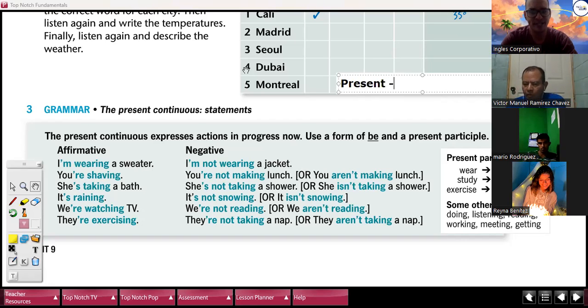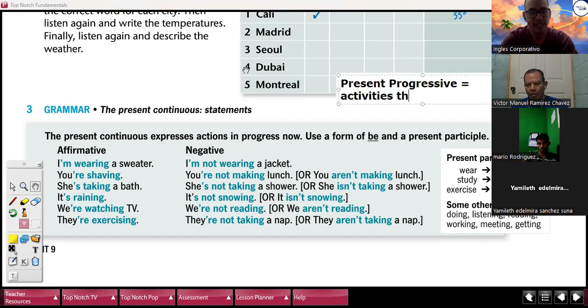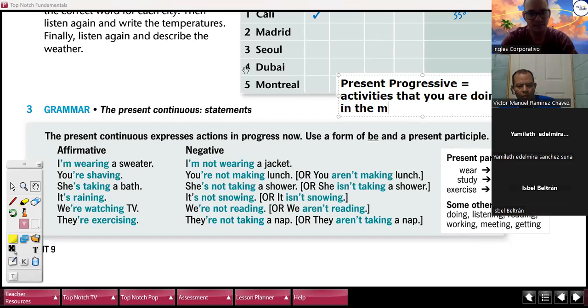Present progressive. Now for the present progressive, I repeat, activities that you are doing in the moment. So this is about the present progressive.